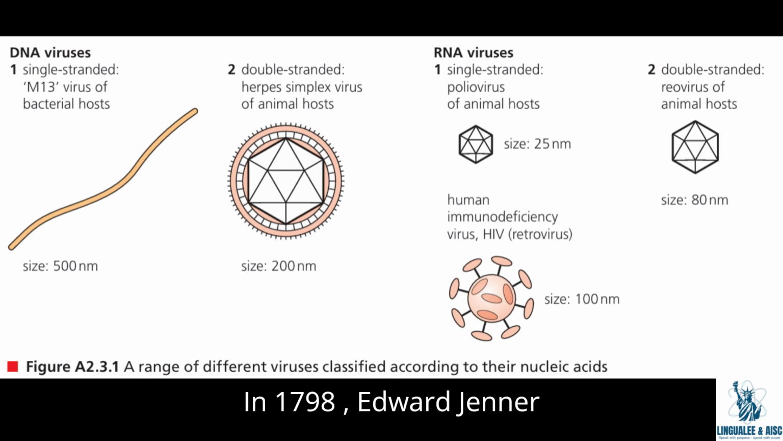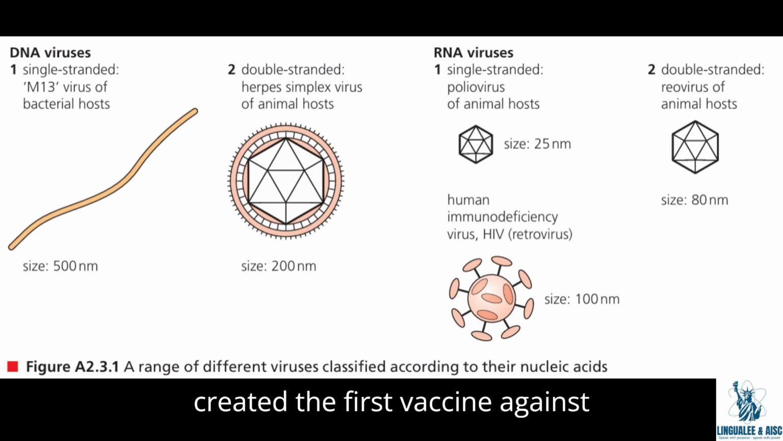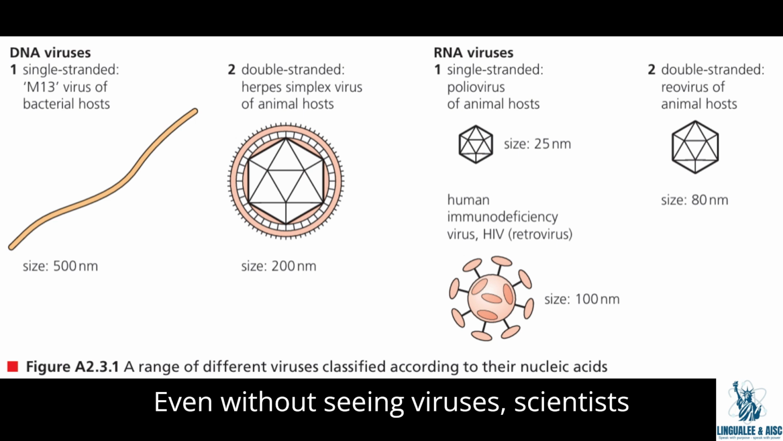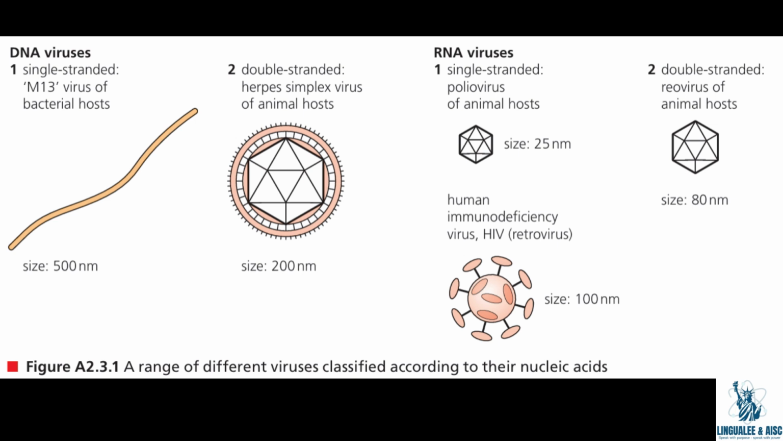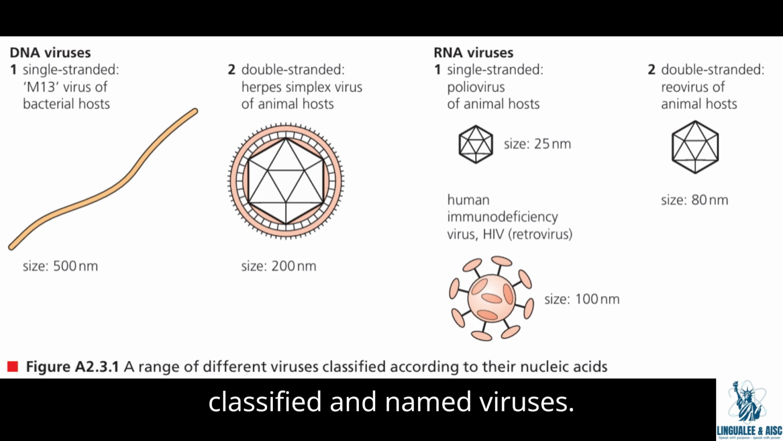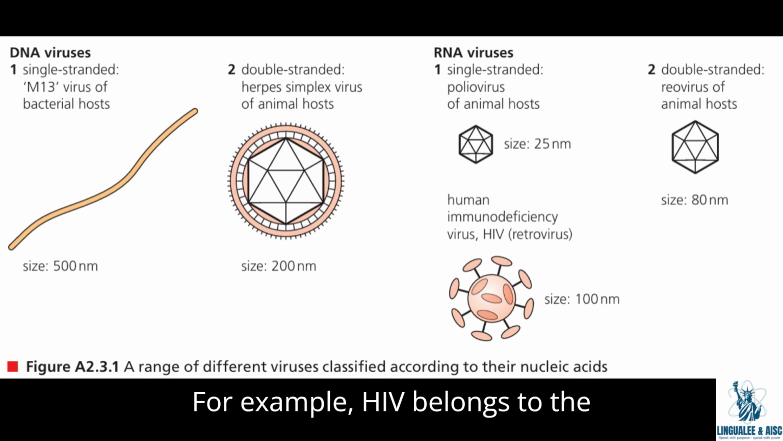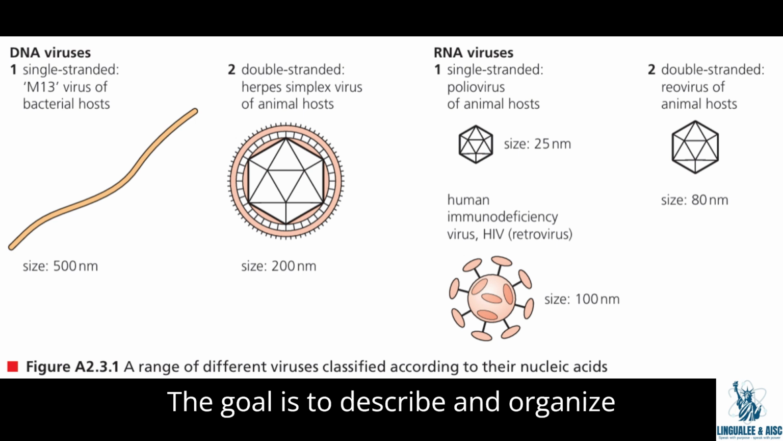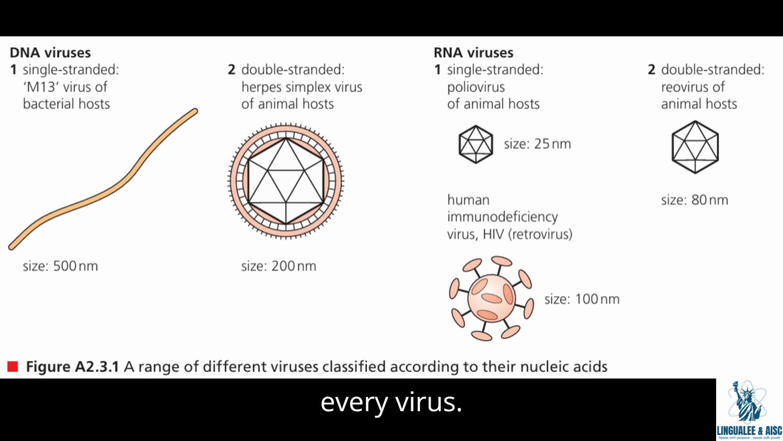In 1798, Edward Jenner created the first vaccine against smallpox. He used fluid from cowpox to protect people. Louis Pasteur later developed a rabies vaccine. Even without seeing viruses, scientists learned to fight them. In 1966, the ICTV was formed. It classified and named viruses. For example, HIV belongs to the Retroviridae family. The goal is to describe and organize every virus.